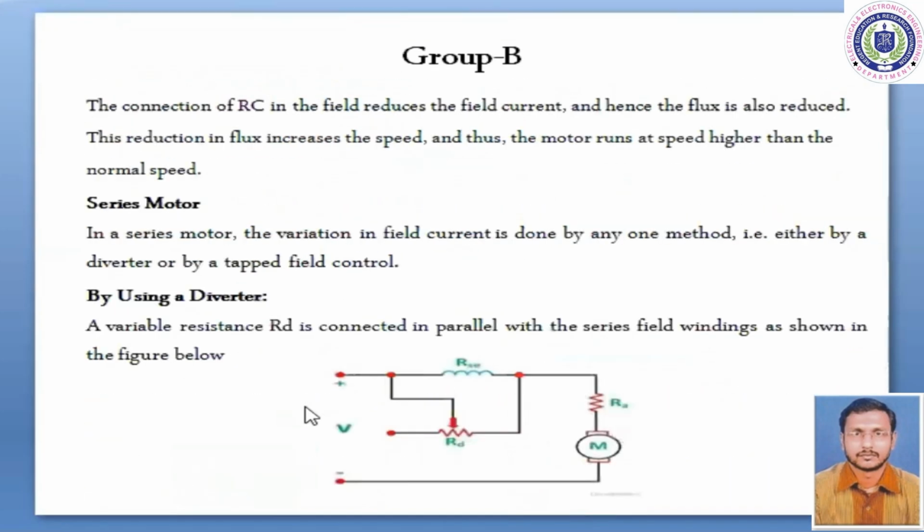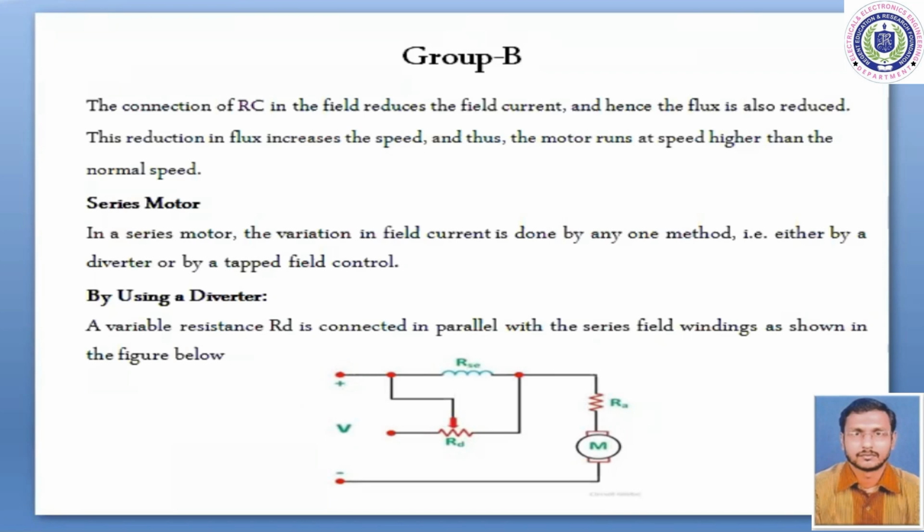In case of DC series motor, we can apply the field flux control method by using a diverter or by using tapped field control. The objective for both methods is the same. We have to change the field current so that we can change the value of speed. But the way is different.